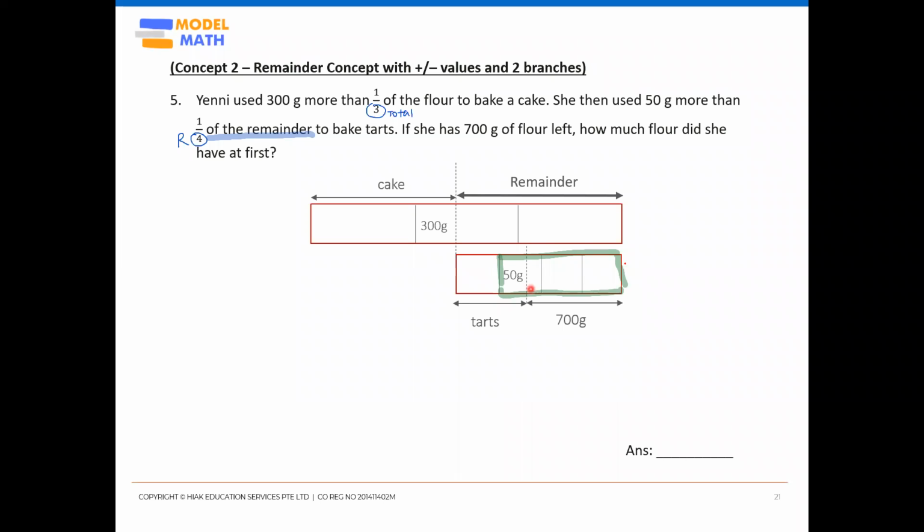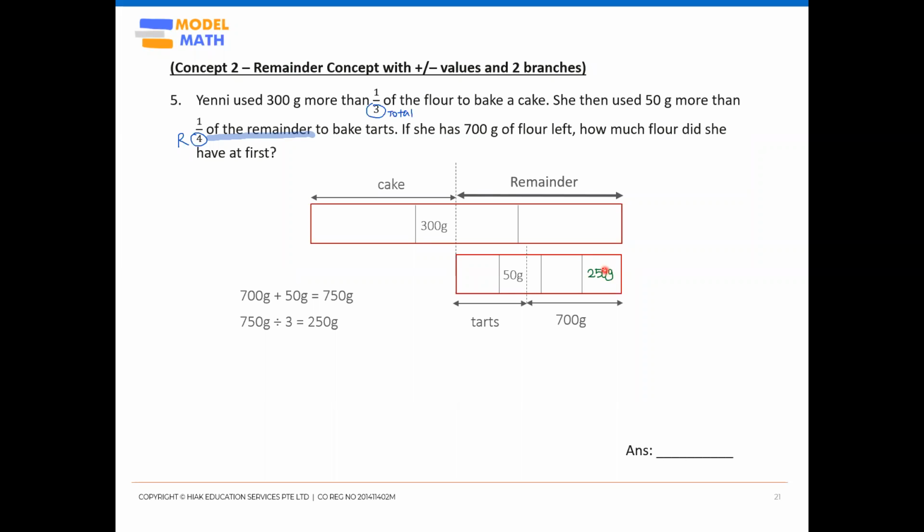So to find the value of these 3 units, simply 700 plus 50. So that is our first step. And this 750, we are going to divide by 3 because we want to find 1 unit's value. Okay, now once you get 1 unit's value, write it back into one of the units, 250 grams. This is a good habit to do so. Okay, let me erase the highlighted portion. So 250 grams is for this unit.